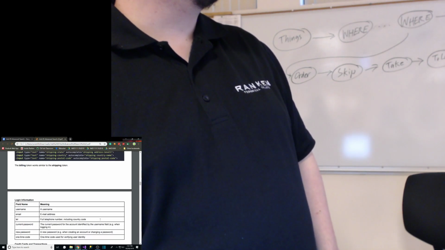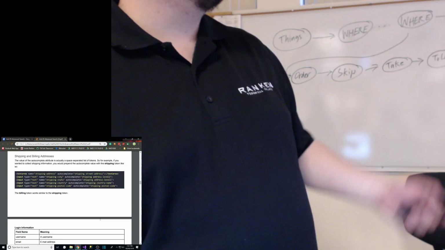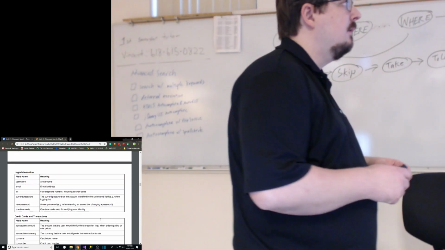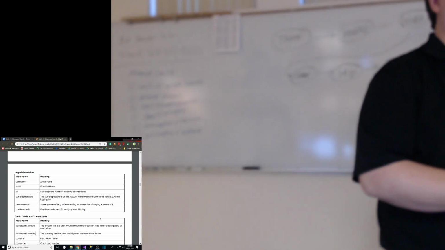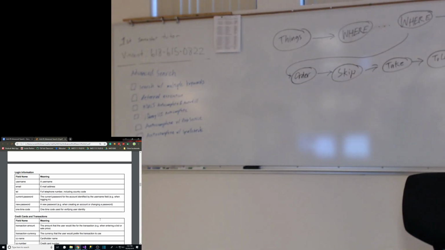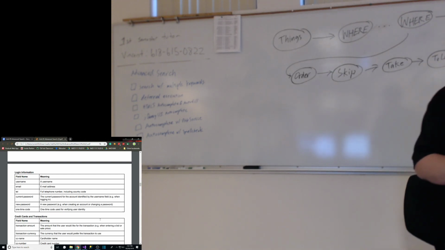So that's what an address field might look like. That's what billing might look like. Let's look at some of these fields more in depth. So for instance, the login information, we've got a few options here. So username is username, email is email, tel is telephone. You'll notice here there's something very interesting with these two, with the current password and the new password.